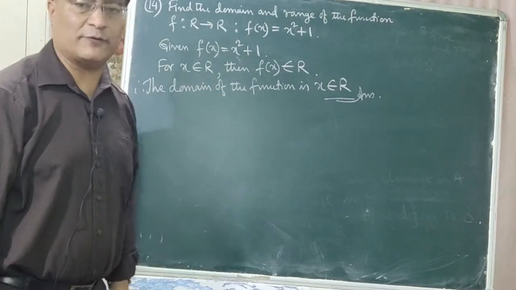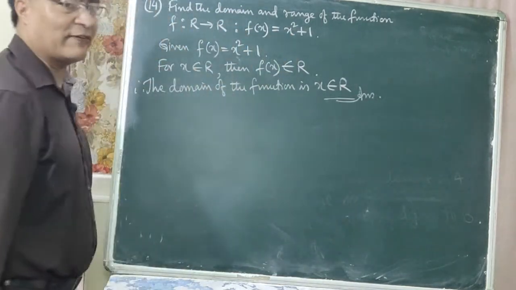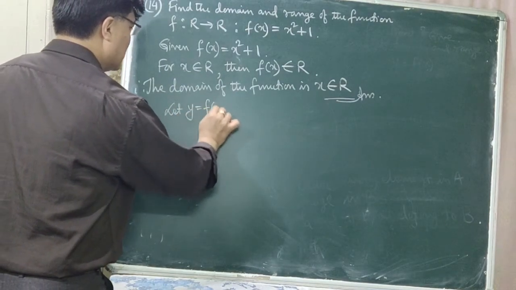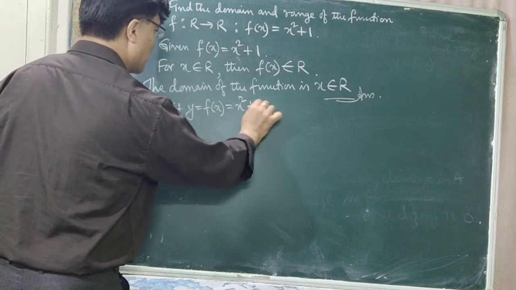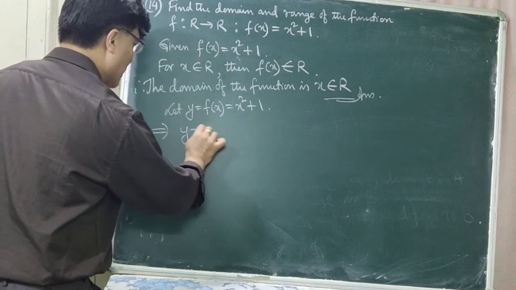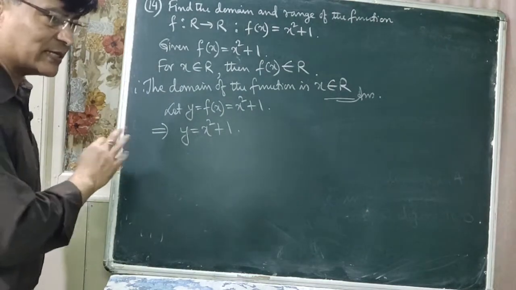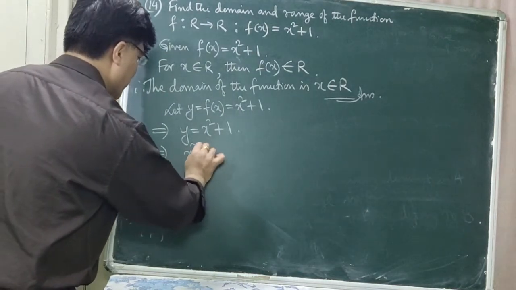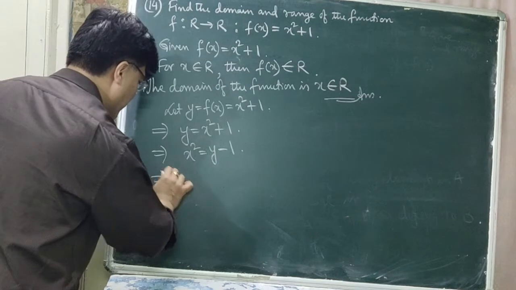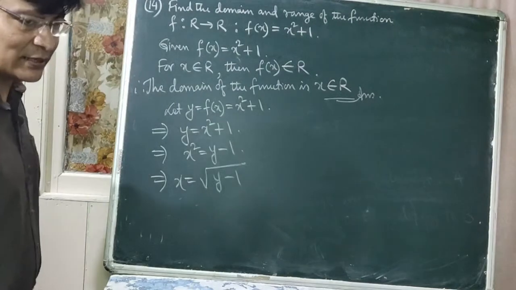Next, you have to get the range of the function. Range of the function means you have to find out those values of y for which x is defined. So let us assume, let y is equal to f of x is equal to x square plus 1. Right? So which implies that y is equal to x square plus 1. So let us express x in terms of y. So what is x square equal to? This is your y minus 1. You know that. X square is equal to y minus 1, which implies that x is equal to root over y minus 1. Is that clear?